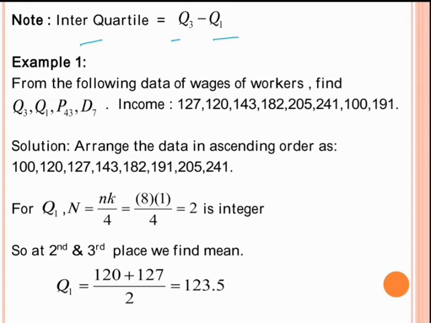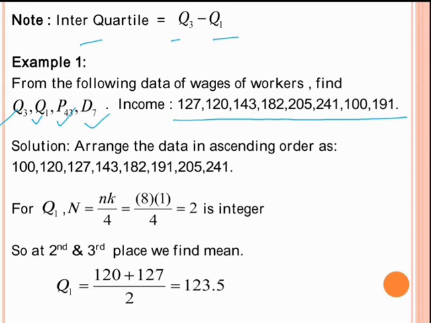Now example 1. We are moving towards the example, which will make it easier for us to understand how we are using the formulas we have learned just now. From the following data of wages of workers, find Q3, Q1, P43 and D7. The data is given over here. So this is the data of the wages of workers given to us. We have to find the quartiles, percentile and deciles for different values.